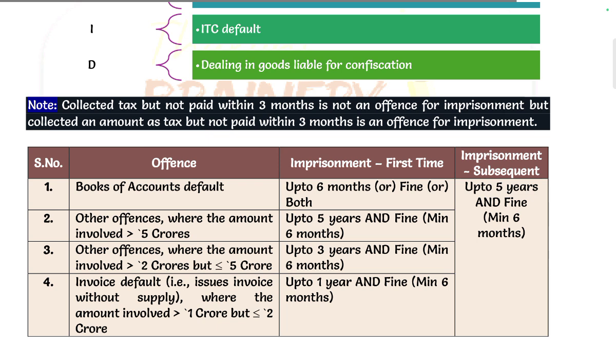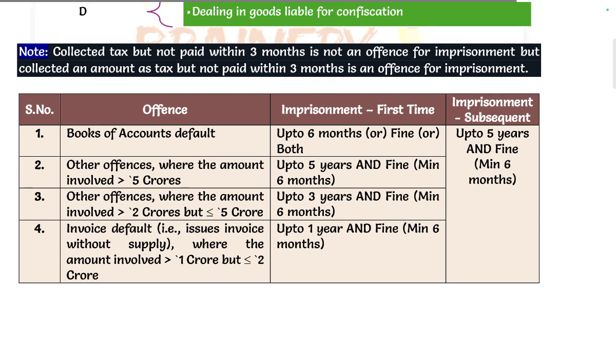Offence is imprisonment, first tax and imprisonment. Books of account default: up to 6 months and fine. Imprisonment up to 5 years in both, fine. Other offences where the amount involved is greater than 5 crores: 5 years imprisonment and fine. For subsequent offences, 5 years plus 6 months imprisonment.